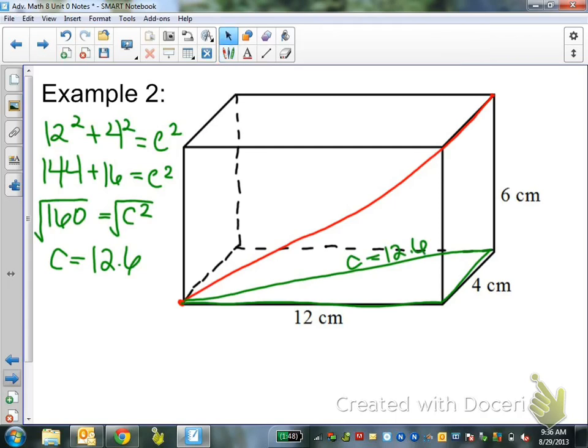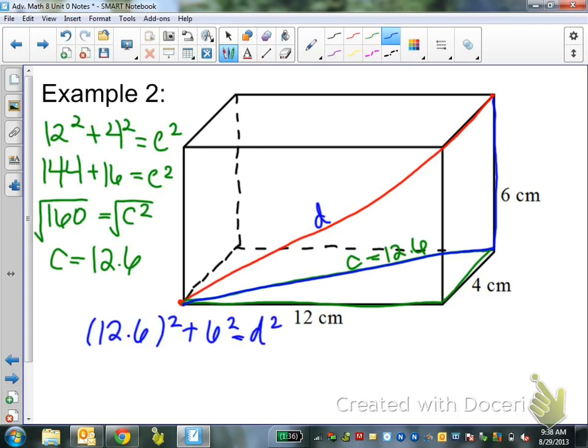How can I find the length of the diagonal now? So this is one of my bases, or one of my legs, I'm sorry. What's my other leg? 6. So we have to do Pythagorean theorem again to find the length of the diagonal across the prism. So now you're going to use 12.6 as one of your legs and 6 as your other leg. Plug it into the Pythagorean theorem. All right, so we're going to have 12.6 squared plus 6 squared equals, we call that diagonal D squared.